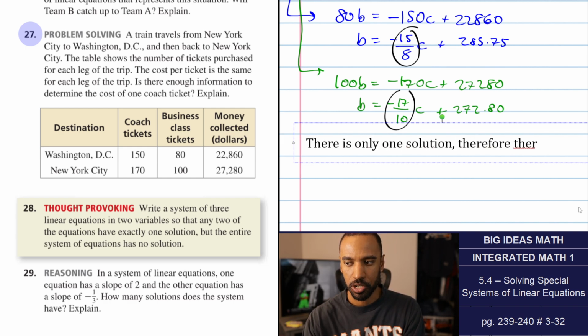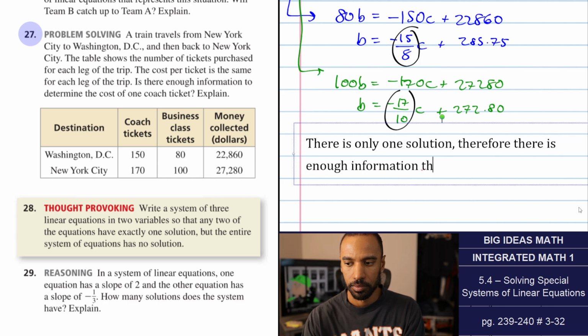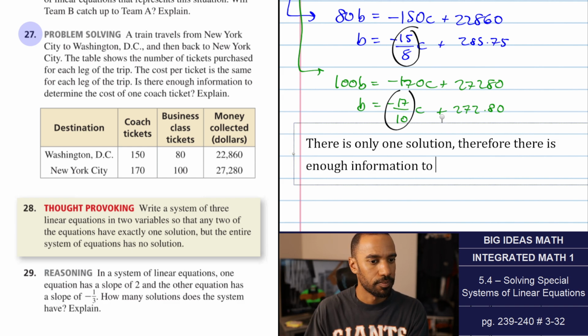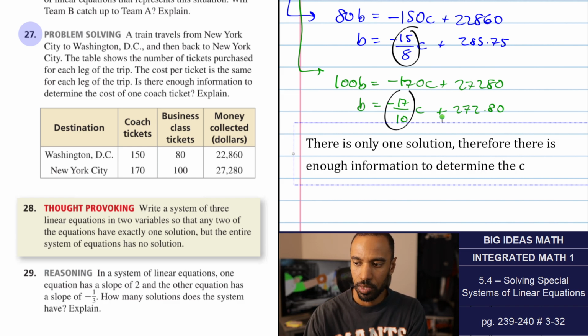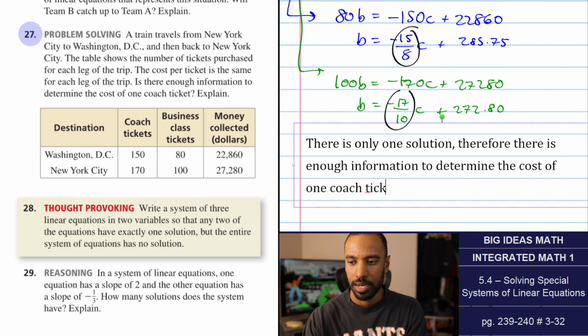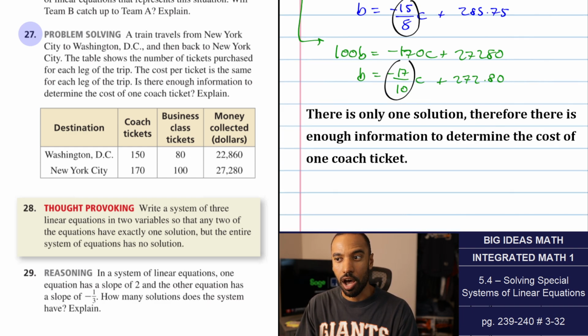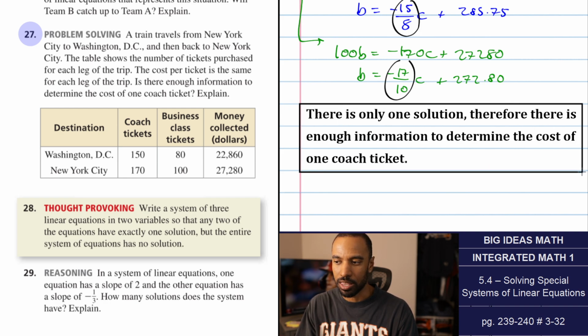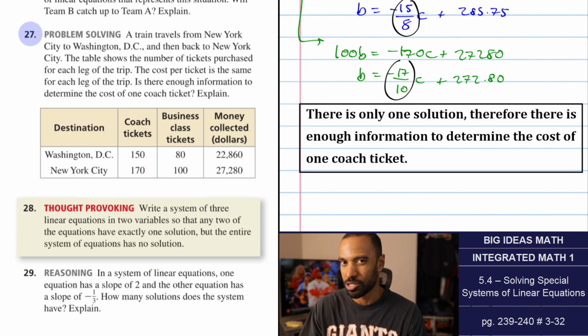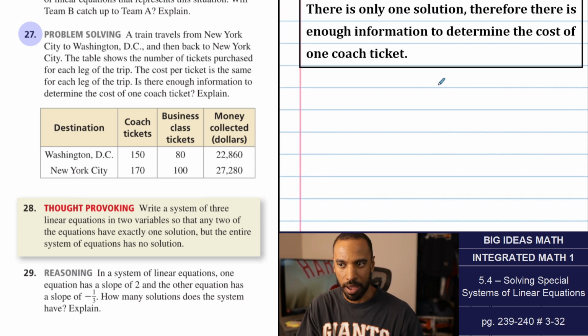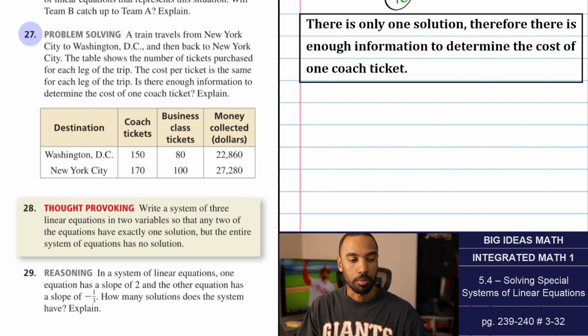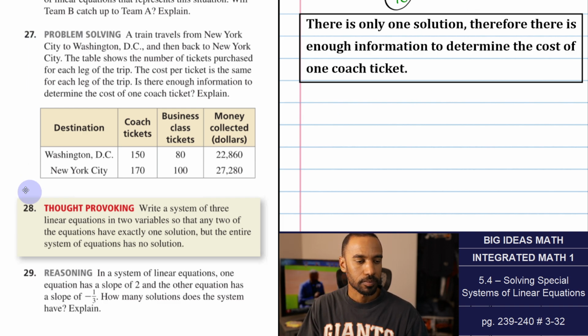Therefore, there is enough information to, what do they say? Determine the cost of one coach ticket. Now, did I actually solve it? No. Generally, I do in those situations, but would I solve using substitution or graphing or something? No. I was just trying to go along the lines of what we did in rewriting them in slope-intercept form to say if the slopes are the same, then we can make a conclusion about them, or if they're different, we can make a conclusion about them. That's how I played that one.